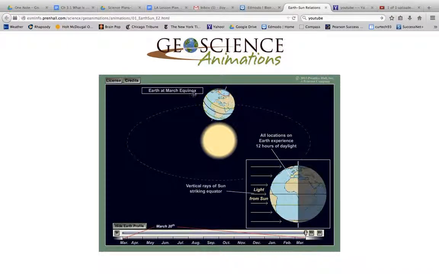Okay, I think this is a really useful interactive. It helps me visualize all the different movements. Play with it for a while. Talk yourself through all the different seasons. It's worthwhile to know for sure.